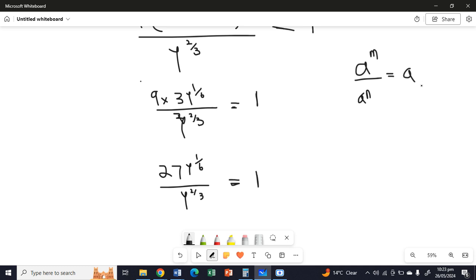Yeah, well, the board is taking long to show what I'm writing. Yes, have you seen this law here? A to the power m over a to the power n is the same as a to the power m minus n. So here, in our case, we have y to the power 1 over 6 minus 2 over 3. We are subtracting these two exponents here, 1 over 6 minus 2 over 3.